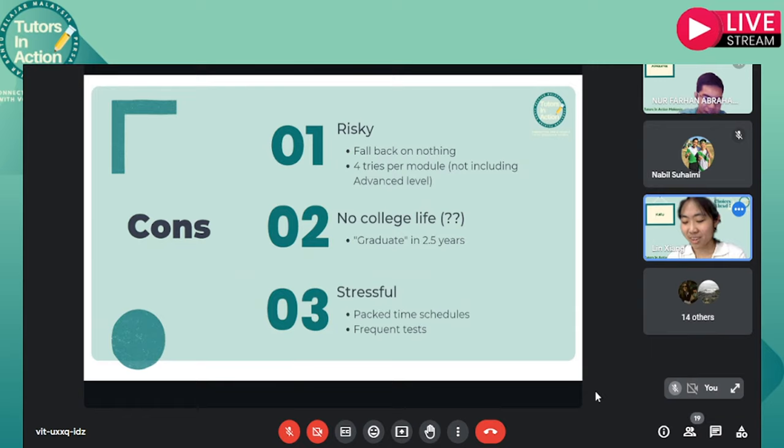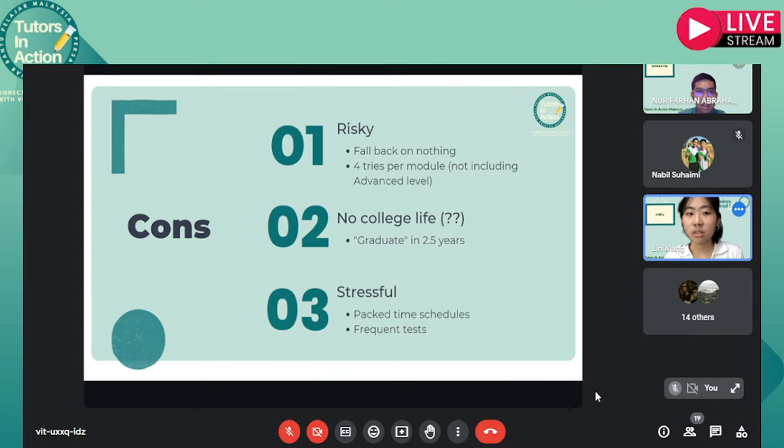It is a risky program. And many of my friends, I would say, when they sign in for the course, they don't even know that they consented to this risk. So like what I mentioned just now, you have 4 tries per module, and if you fail, you literally fall back on nothing, right?